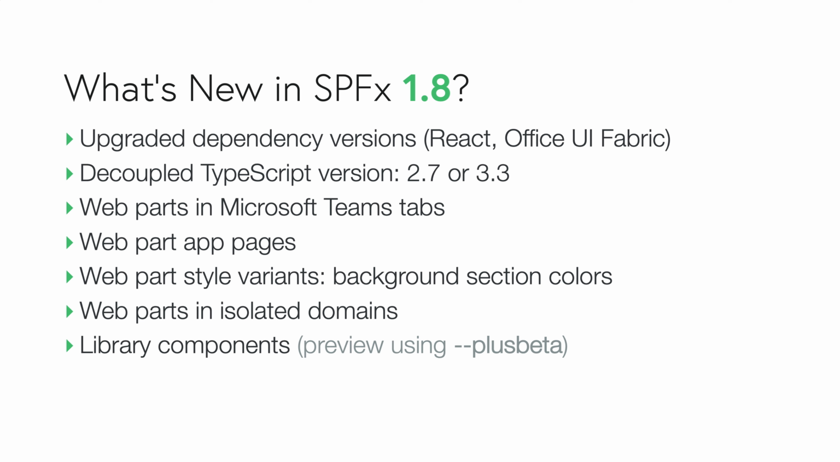There's also a really exciting feature that hopefully is going to be released fairly soon in a new update. It's currently in preview, so you can only use it when you run the Yeoman generator with a plus beta flag, but it's called library components. And we'll talk a little bit about what those are, but it's a pretty exciting feature you'll be able to use in conjunction with your SharePoint Framework solutions that you're building.